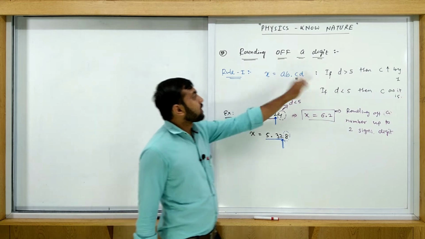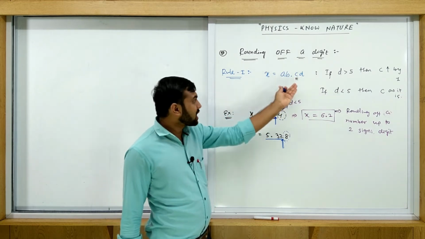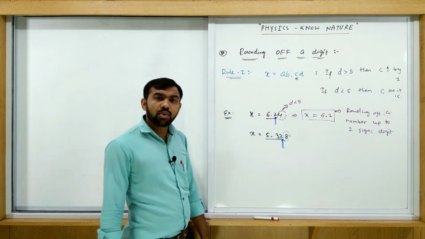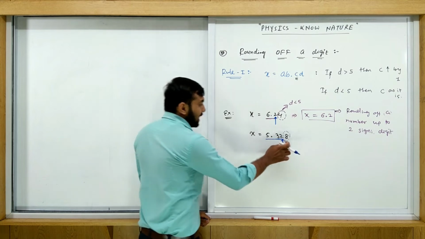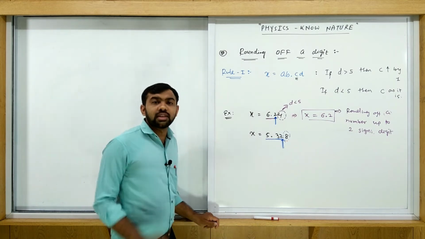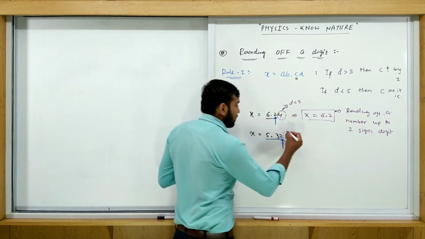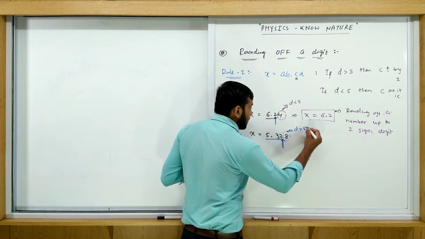Right now D means what? The outermost digit. What is the meaning of this D? D means the outermost digit. So this 8 is what? Greater than 5 or less than 5? Greater than 5. So here we just write down D greater than 5.